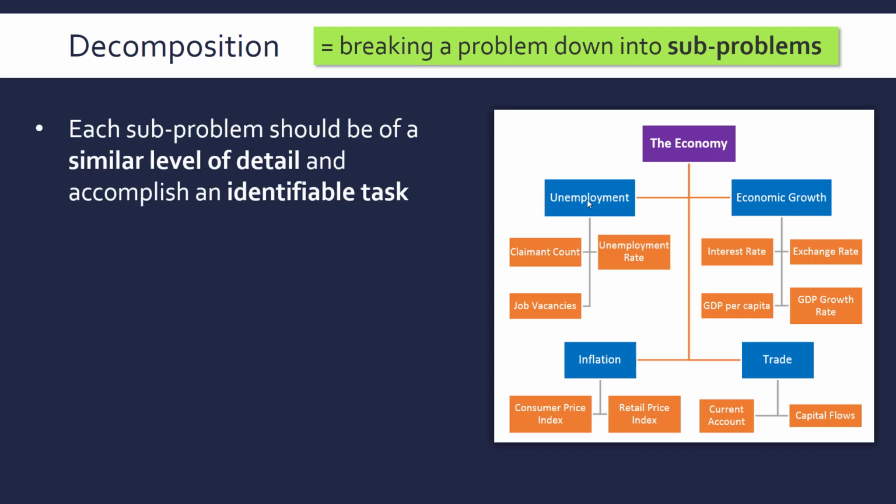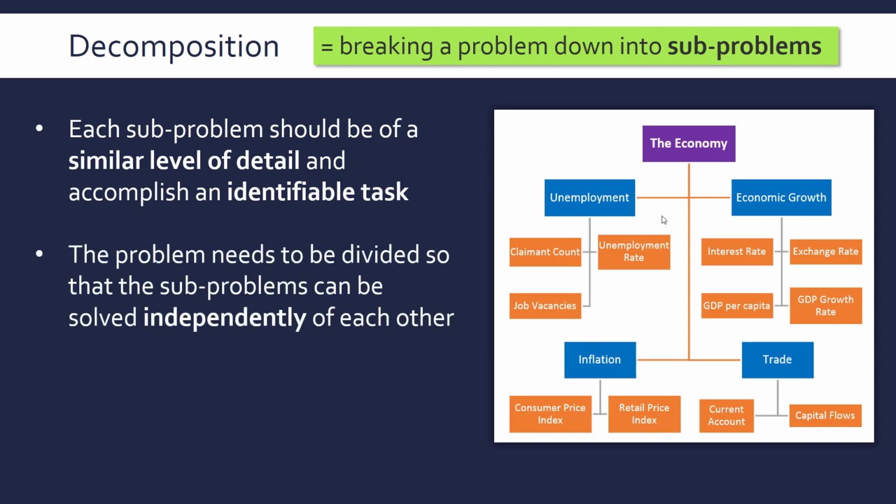And each of these sub-problems should be of a similar level of detail. So you want to keep things relatively similar, and each one needs to accomplish an identifiable task. So each does something very specific, something you can identify as being an aspect of the problem. So you need to divide it so that you can solve each sub-problem independently. You want them to be not completely linked, so you can tackle each sub-problem independently of each of the others.